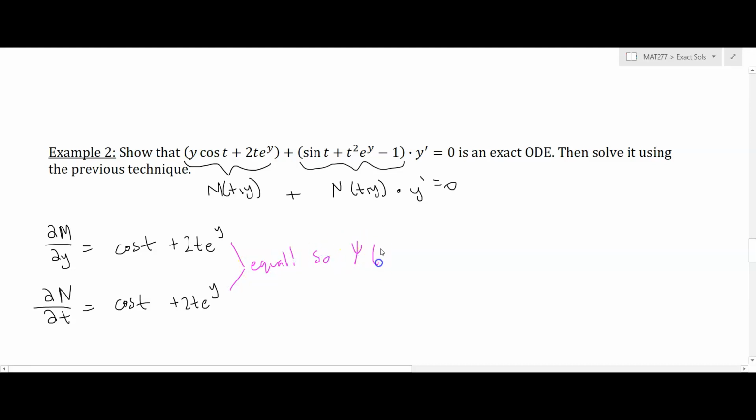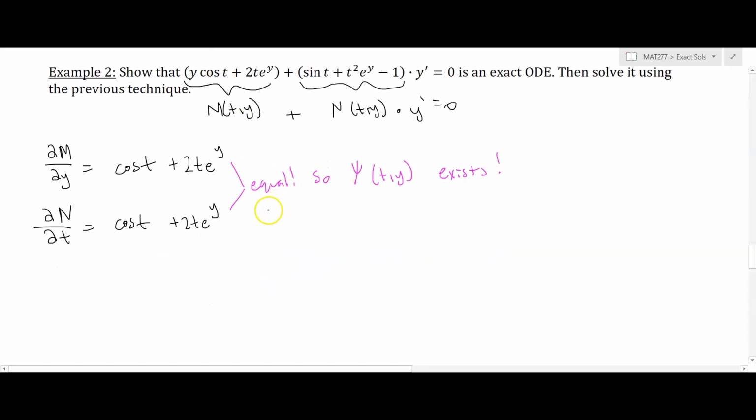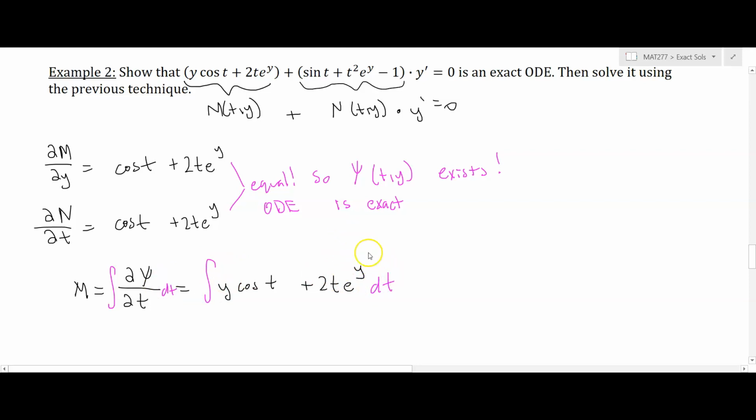So psi exists. And that's a good sign, because if it exists, that means it is solvable by using this method. So we could say that the ODE is exact. So now we need to go through our process again. So now we know that M is already the derivative of some function psi with respect to t, and that function is y cosine of t plus 2t e to the y, then the integral of that with respect to t will give me psi.